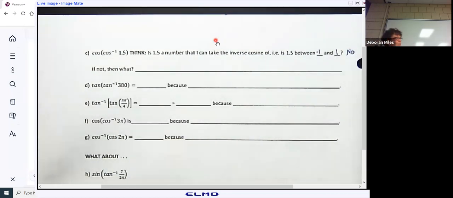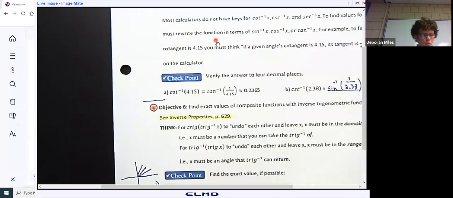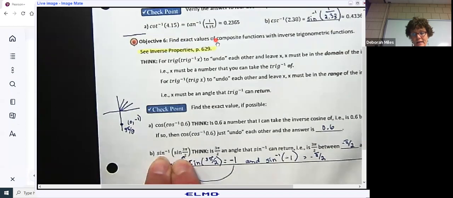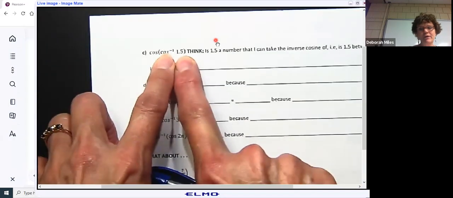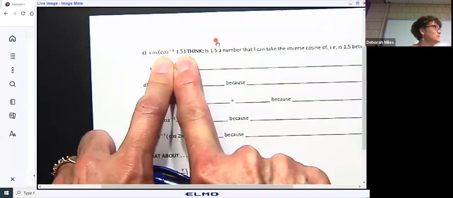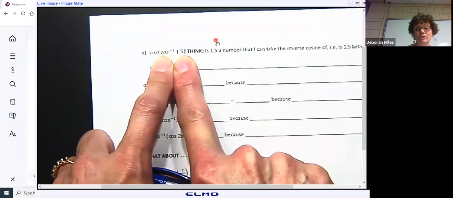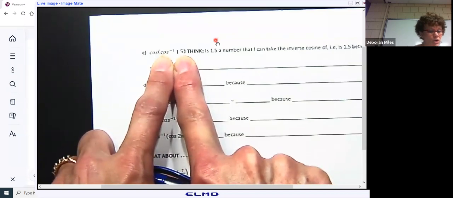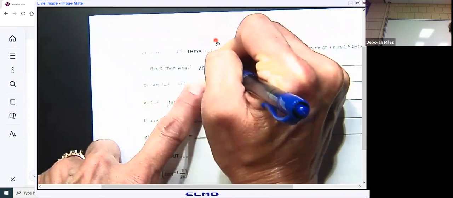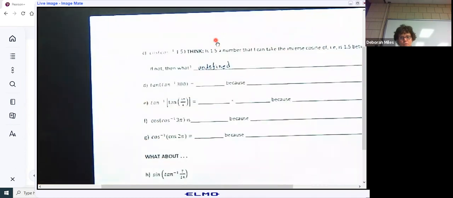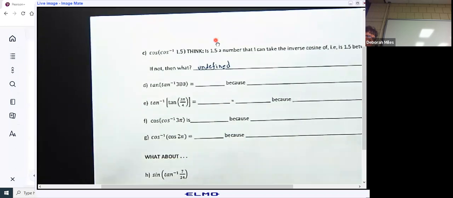So is there a workaround like the previous problem? The previous problem, even though we couldn't just say these undo each other and leave me 3/2 pi, I could work the inner function and then apply the outer function. Can I do that here? Can I work the inner function? No, there's no way to fix that. You can't take inverse cosine of 1.5. So you would just have to say that's undefined. Nothing you can do about it because you can't work the inner function.